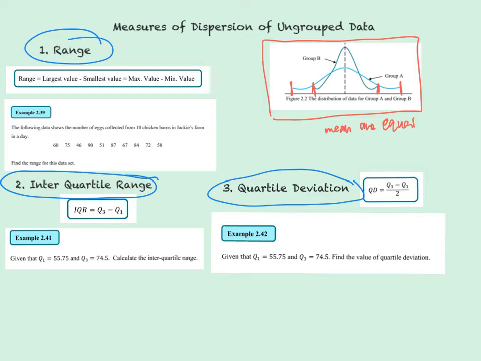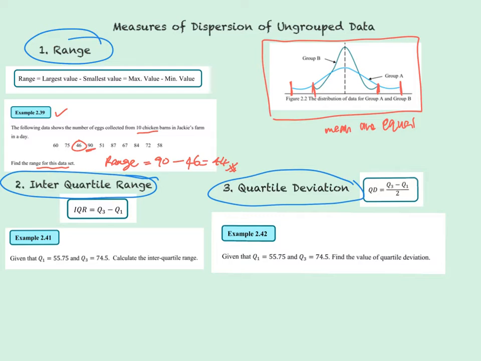Okay, so for range, the formula here, largest value minus smallest value, or sometimes we take this maximum value minus the minimum value. So in example 2.39, the following data shows the number of eggs collected from 10 chicken. So find the range for this data set. So the range equals to the largest value, we have 90, minus with the lowest value, in this case we have 46. So the range for this data is 44.